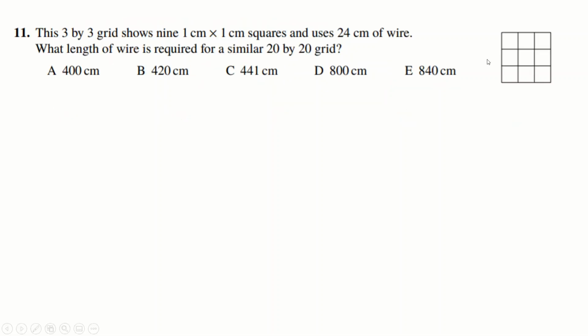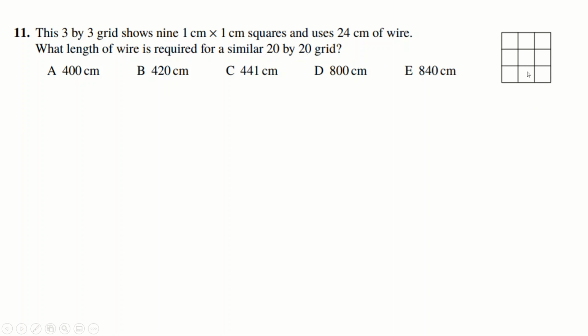Anyway, this 3x3 grid, here it is, shows 9 1x1 squares, so each one of these is length 1, and uses 24 centimeters of wire. Okay, so it's just adding up all this, so 1, 2, 3, 4, 6, and so on to make 24. How much wire would be needed for a 20x20?